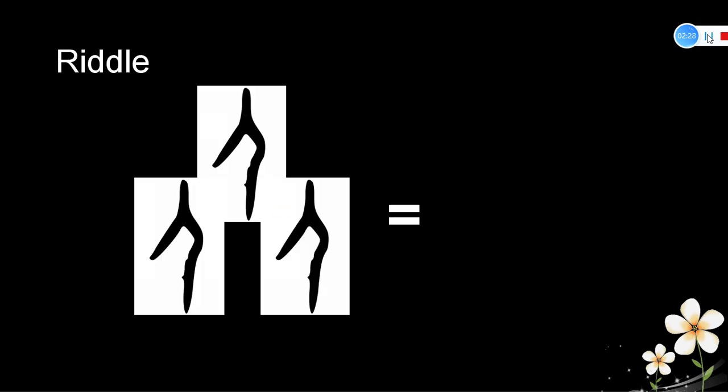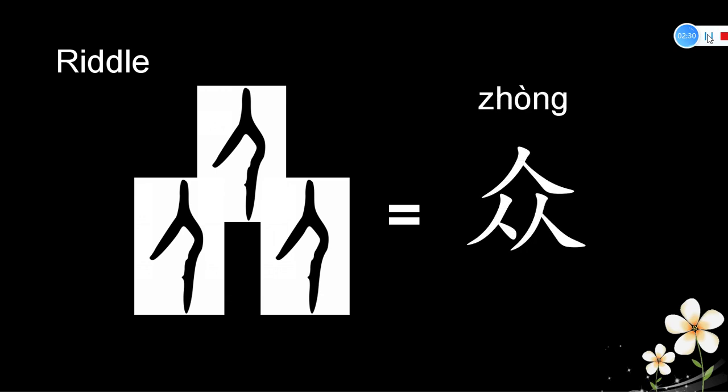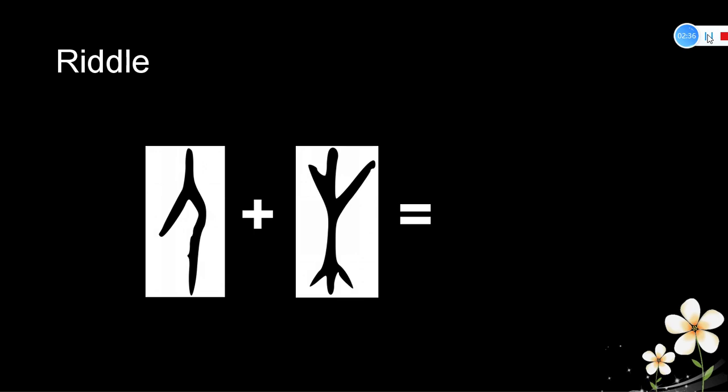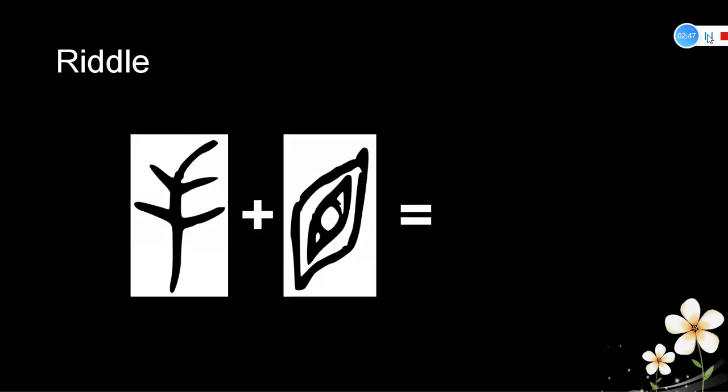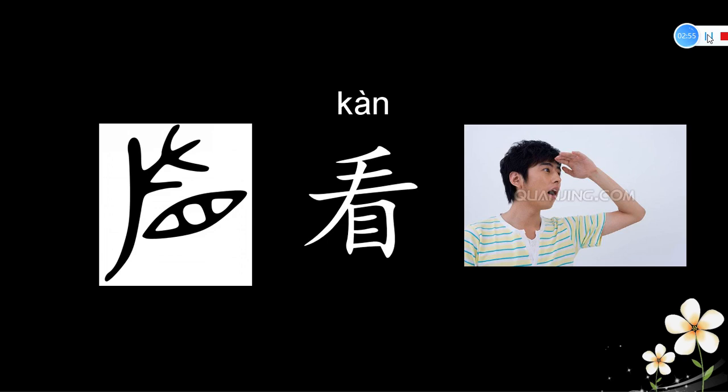What does it mean when three persons are together? It means a lot of people, crowd. What does it mean when a person is under a tree? Yes, it means having a rest. Putting a hand over an eye is a gesture of looking at something in the distance. So it means looking.